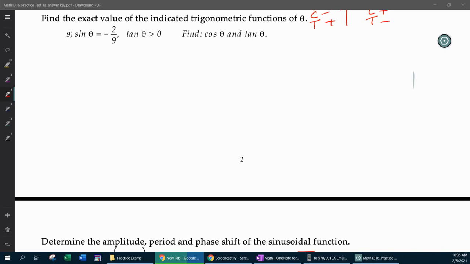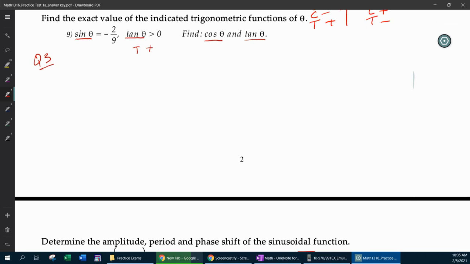Number 9, find the exact value of the indicated trigonometric function of theta. So in this problem, we're given that sine theta is -2/9, and that tangent is greater than 0, which means that tangent is positive. So right away, since tangent is positive and sine is negative, we know that that's going to be in quadrant 3. Okay, so whatever we get for our answer for cosine, that's going to be negative, and the answer for tangent will be positive because we're in quadrant 3.